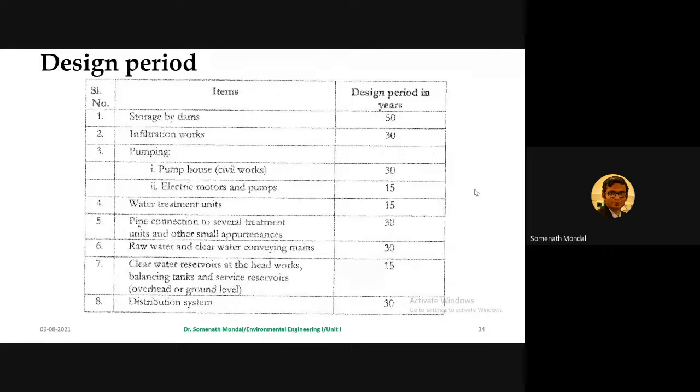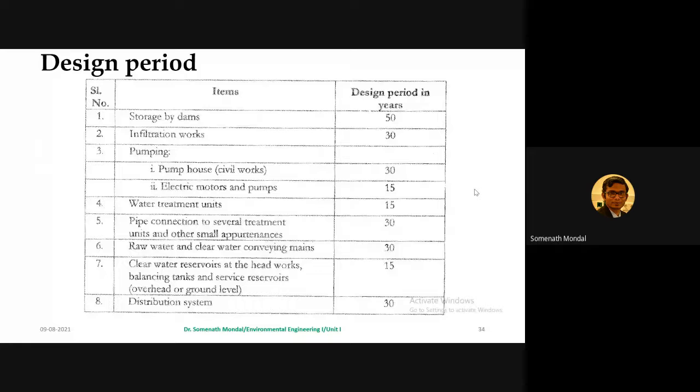And here I have given the table which has been taken from the Indian Standard codal provisions. You can basically see them. Depending upon the different types of structures and their overall cost of construction, the codal provisions have recommended different design periods in terms of years. So you can just go through this table.